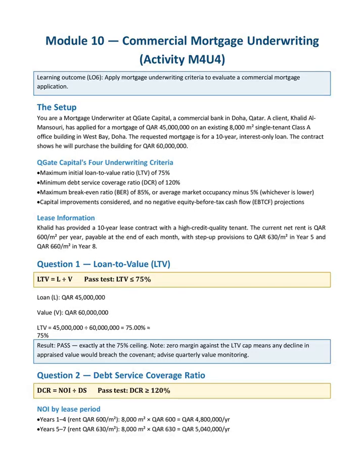This page is Module 10, Commercial Mortgage Underwriting. The setup: you are an underwriter at Qgate Capital reviewing a 45 million real loan request. The 4 underwriting criteria are listed. Maximum loan-to-value of 75%. Minimum DSCR of 1.2. Maximum break-even ratio of 85%. Capital improvements considered. Then lease information, 10-year lease. Question 1 walks through loan-to-value, the loan amount divided by appraised value.